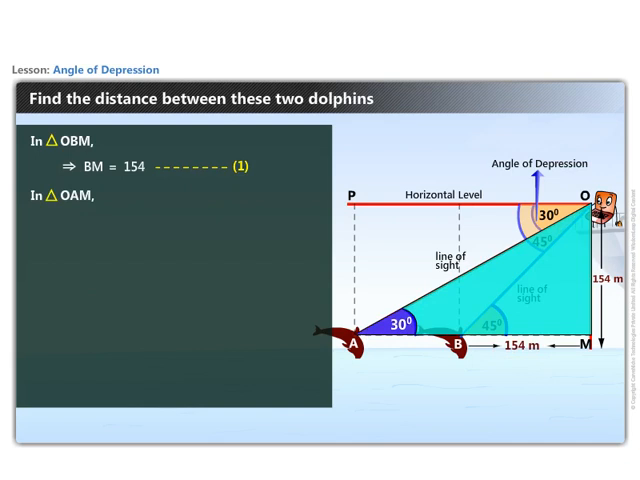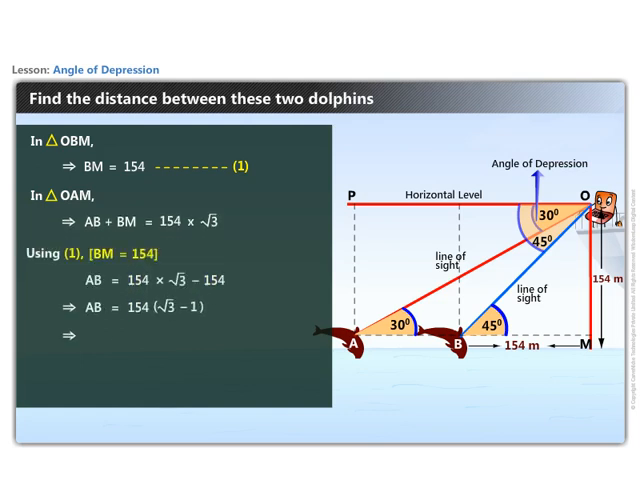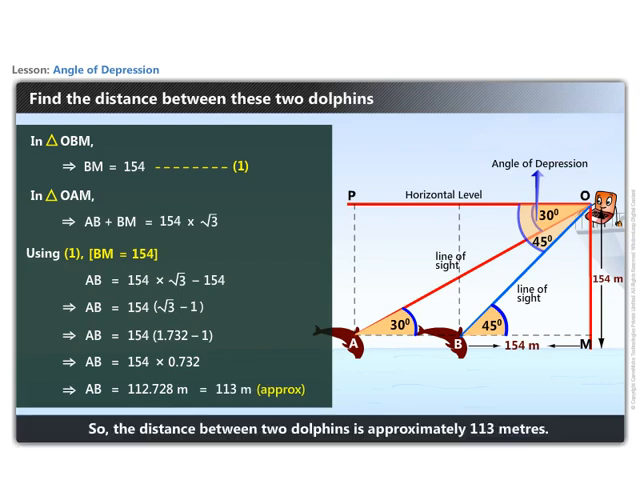In triangle OAM, tan 30 is equal to OM over AM. Substituting the corresponding values and simplifying, we get the measure of AB as approximately 113 meters. So, the distance between the two dolphins is approximately 113 meters.